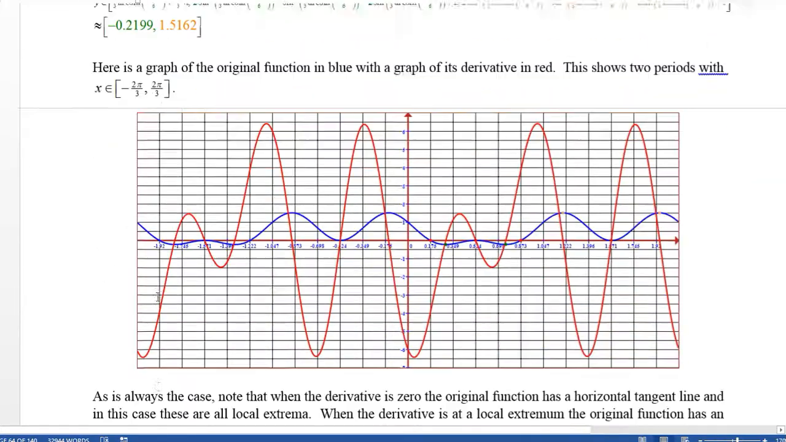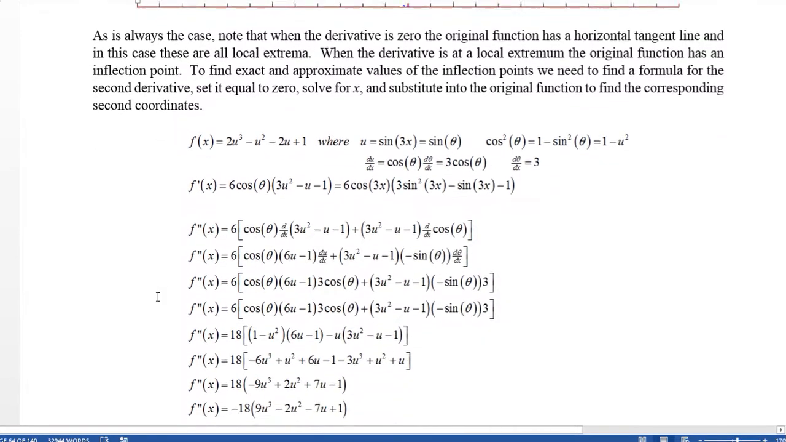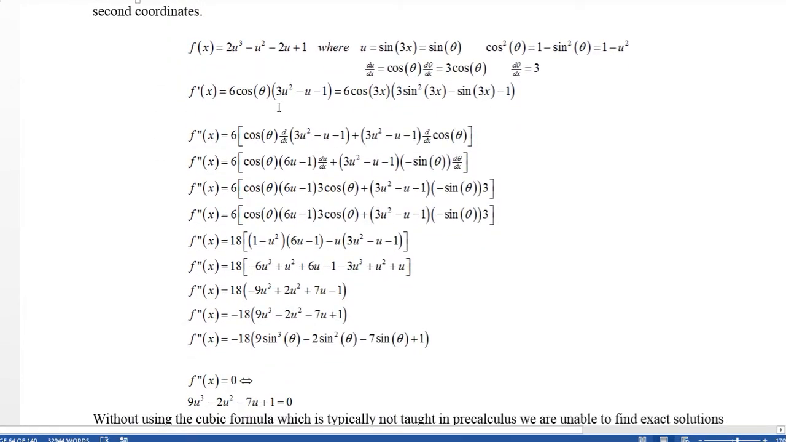What about this? Where are the inflection points? Okay. Well, to do that, we need to find the second derivative. So here are the substitutions we made. Later on, I want to use this identity that cosine square theta equals 1 minus sine square theta. So with our substitution, cosine square theta is 1 minus u square. Okay. So theta is 3x, so d theta over dx is 3.